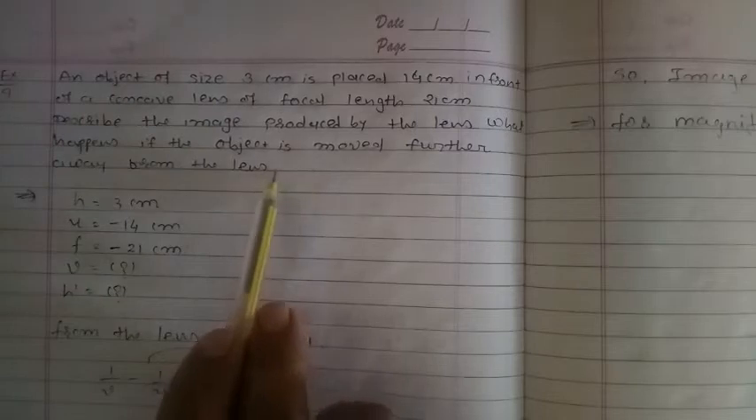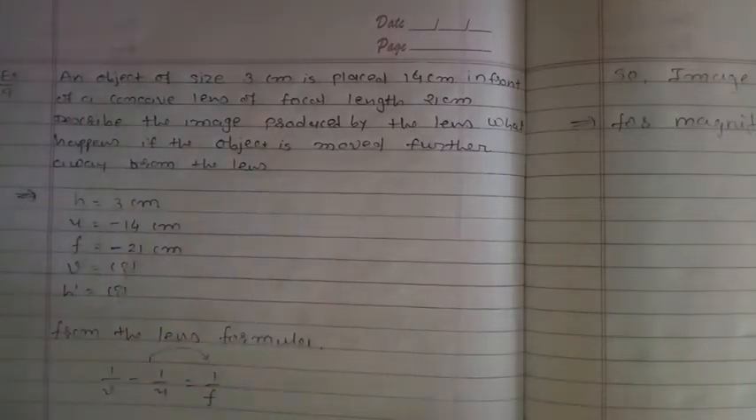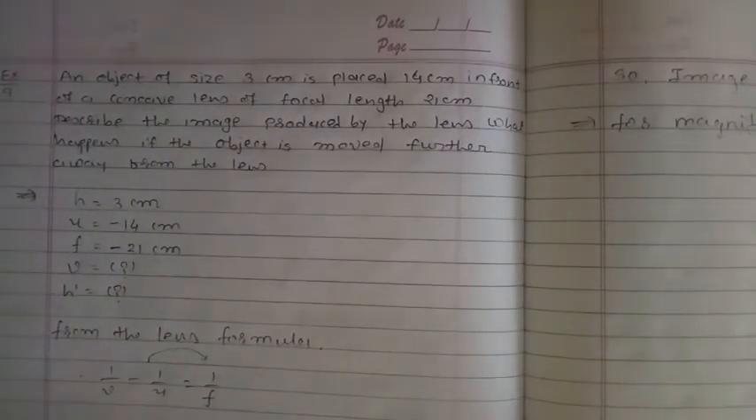Now our further question is like this: what happens if the object is moved further away from the lens? We can easily assume that if we move the object away from the lens, then the object distance u increases, and we know that if the value of u is increasing, then the size of the image decreases, right?